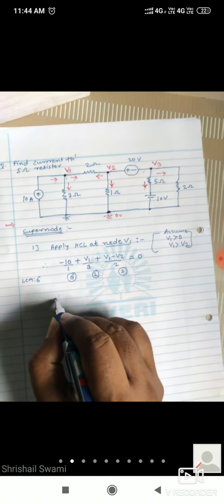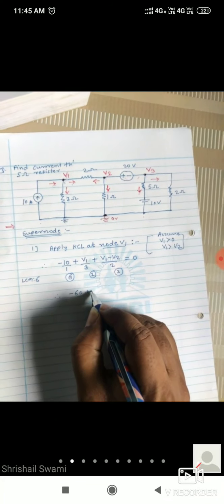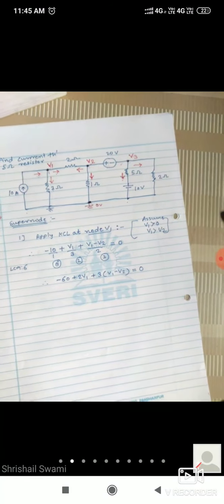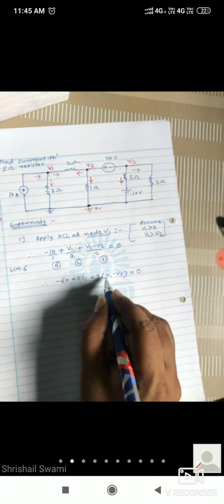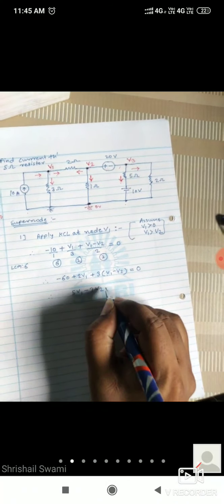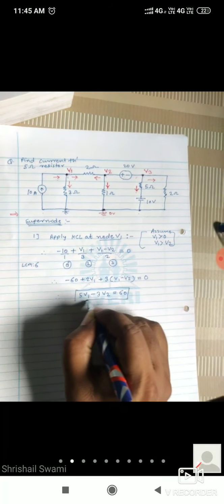So multiply: 6 into minus 10 is minus 60, plus 2 into V1 is 2V1, plus 3 into V1 minus V2, divided by 6, which goes to the right hand side and becomes 0. Now 2V1 plus 3V1 is 5V1. So 3 into minus V2 is minus 3V2, and minus 60 goes to the right hand side and becomes plus 60.